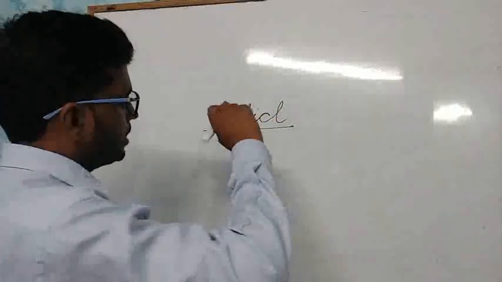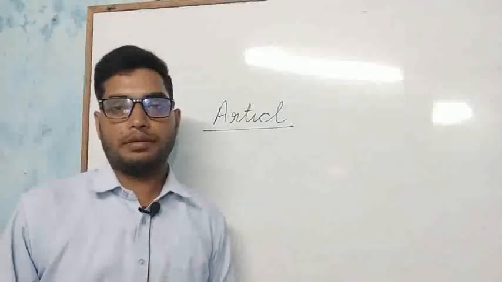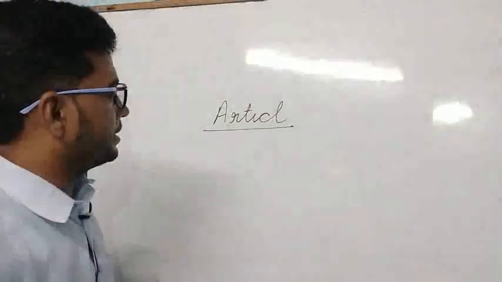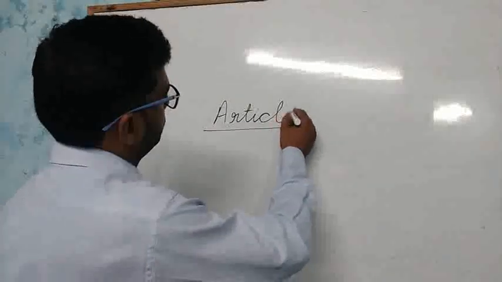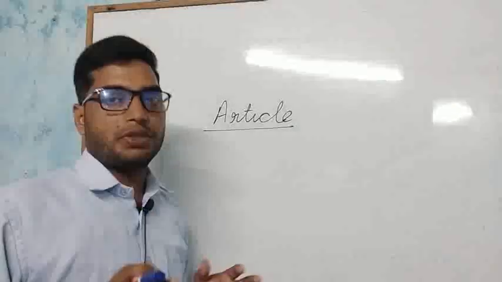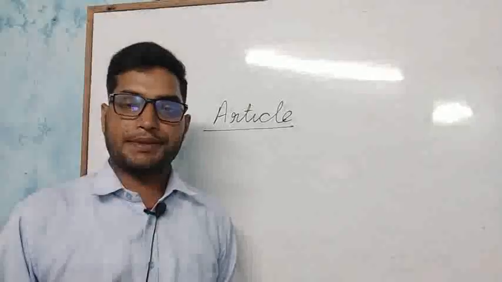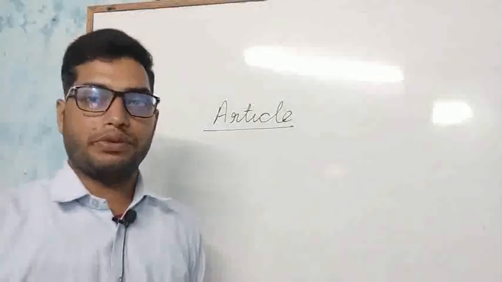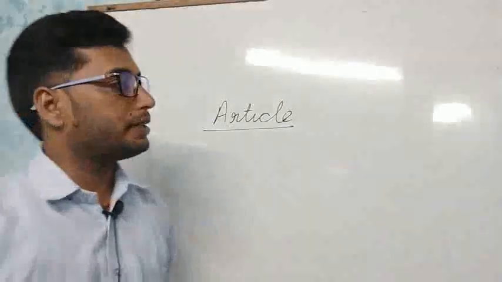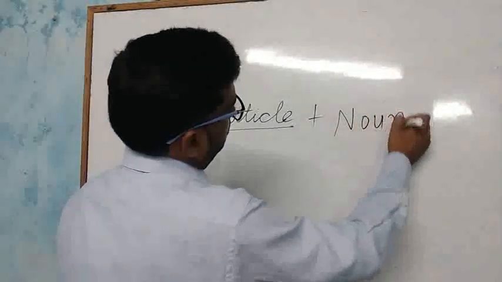Article, right? We can pronounce it article or article, both are correct. So we must know what is an article first. Articles are small words, right, that always come before noun phrases, before noun, right? So we can write here, it always comes before noun.